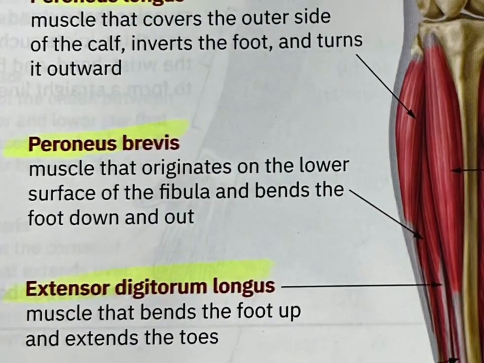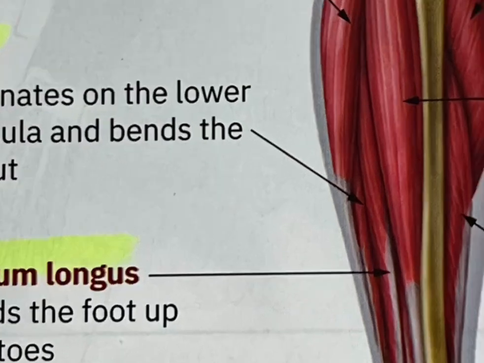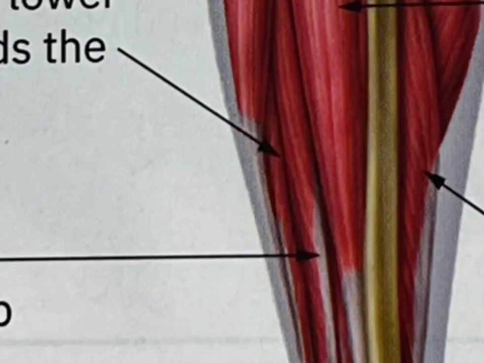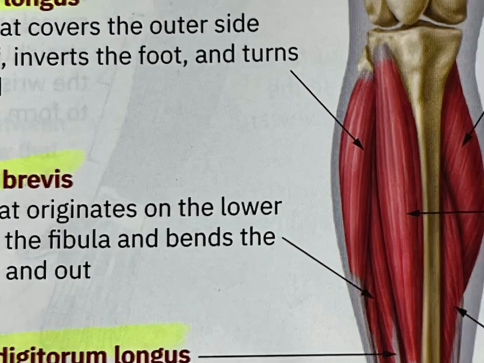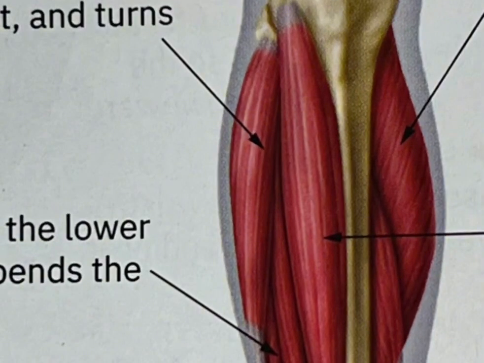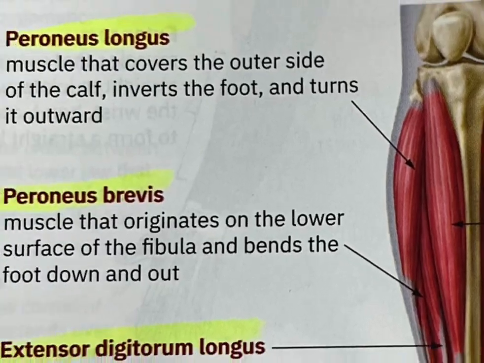Peroneus brevis, muscle that originates on the lower surface of the fibula and bends the foot down and out. Peroneus longus, muscle that covers the outer side of the calf, inverts the foot and turns it outward.